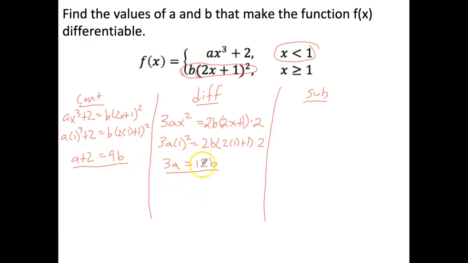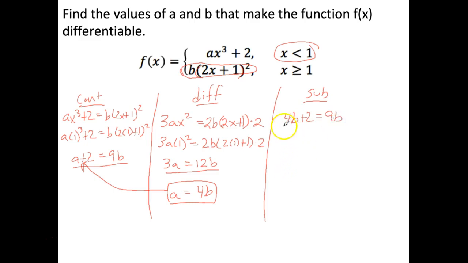Okay, now I need to use substitution. I need to solve for either a or b on one of these. You're going to try to choose the one that would make it the easiest. I think what would be easiest is solving for a right here. So we're going to divide by 3. So that would give us a is equal to 4b. And then we can use this for substitution. So let's plug in that 4b for a right there where a is. I'll do that over here. So it'll be 4b plus 2 equals 9b.